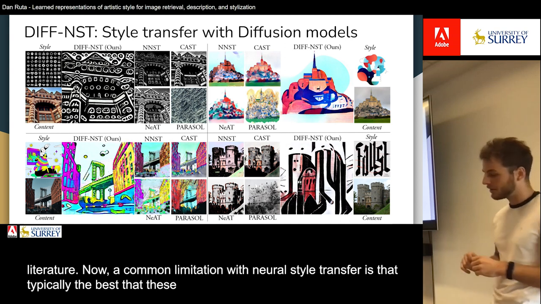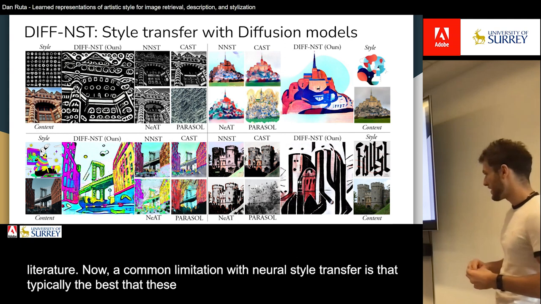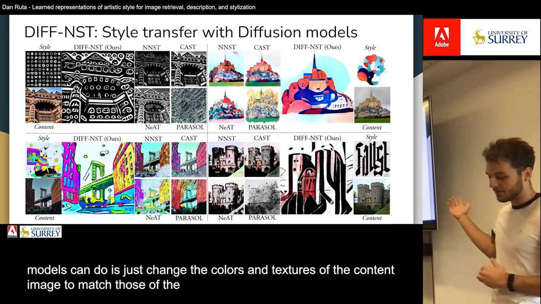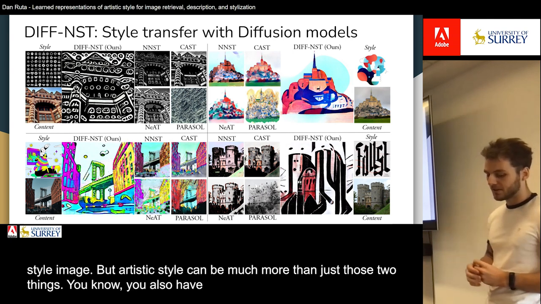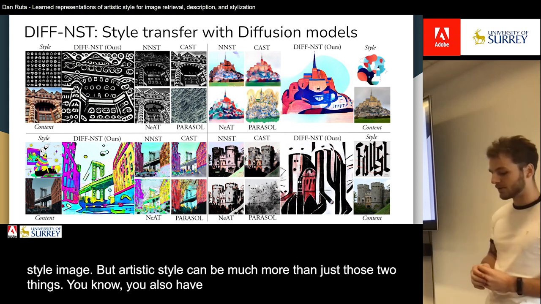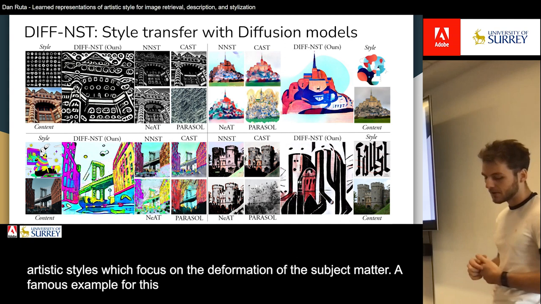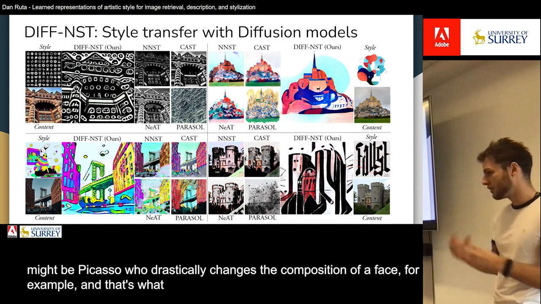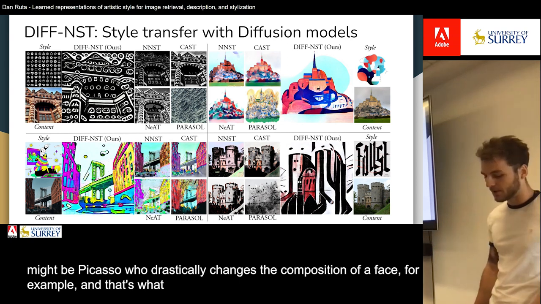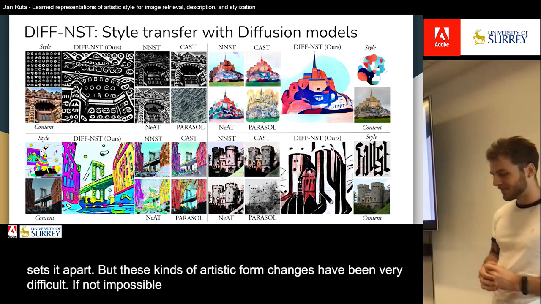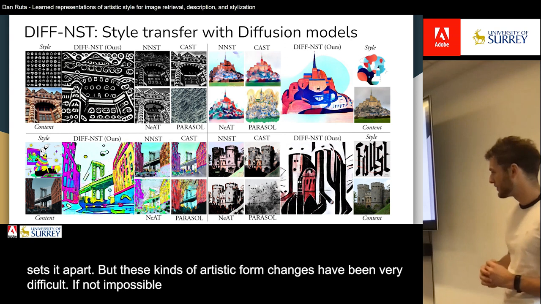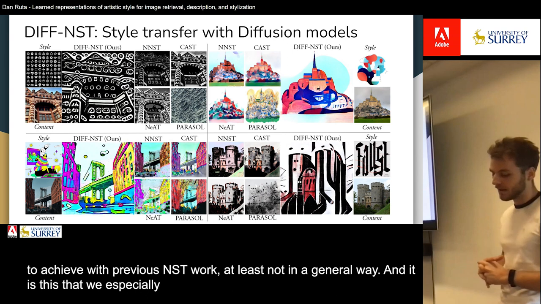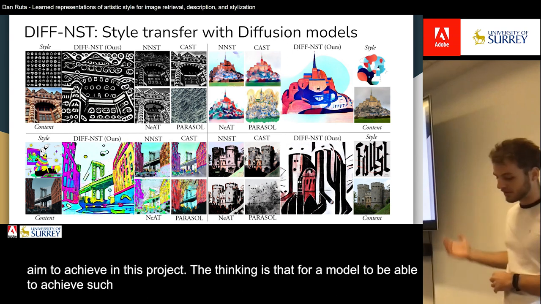Now, a common limitation with neural style transfer is that typically the best these models can do is just change the colors and textures of the content image to match those from the style image. But artistic style can be much more than just those two things. You also have artistic styles which focus on the deformation of the subject matter. A famous example might be Picasso, who drastically changes the composition of a face, for example, and that's what sets it apart. But these kinds of artistic form changes have been very difficult, if not impossible, to achieve with previous NST work, at least not in a general way. And it is this that we especially aim to achieve in this project.